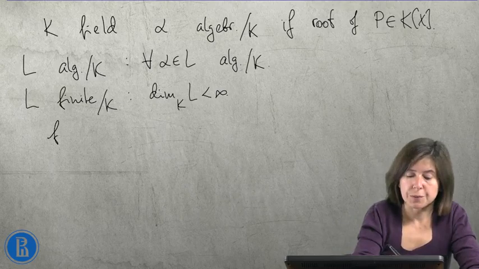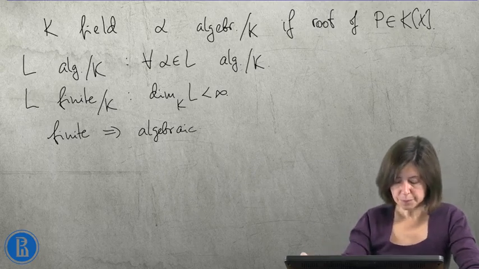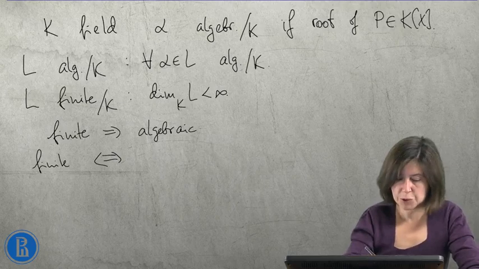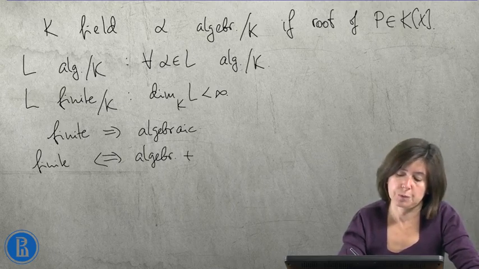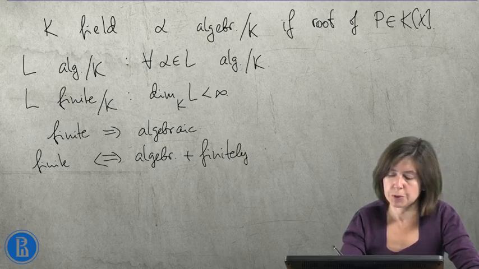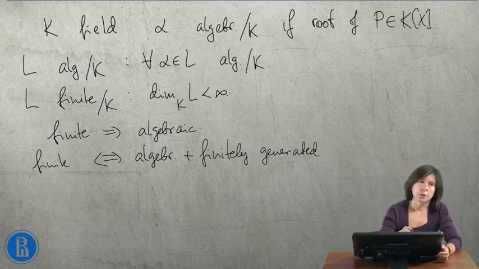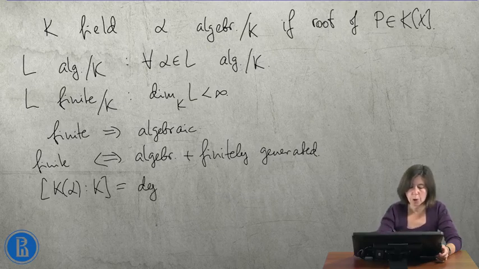We have seen that finite implies algebraic. We have seen that in fact it is equivalent to algebraic and generated by a finite number of elements. So say finitely generated. And we have seen that if we generate our L by a single element alpha, the degree of K(alpha) over K was equal to the degree of the minimal polynomial of alpha over K.